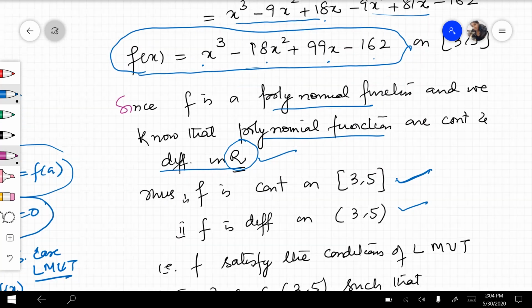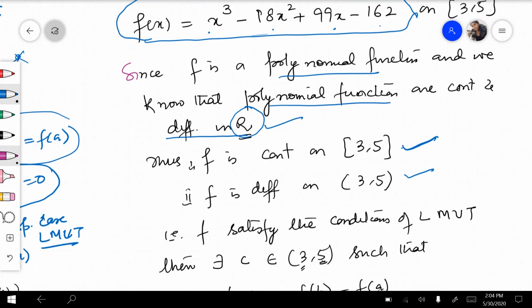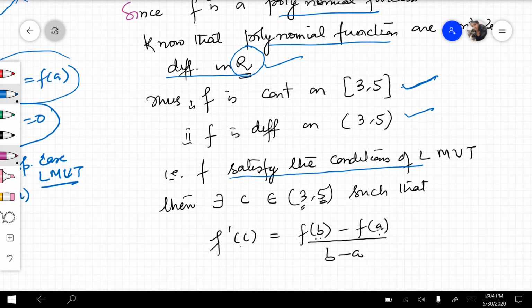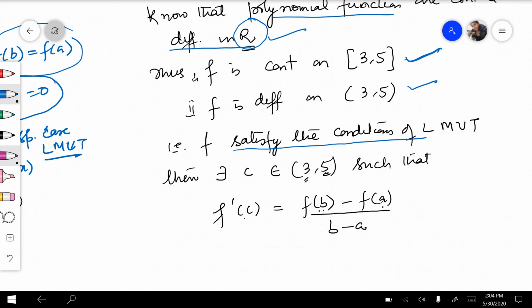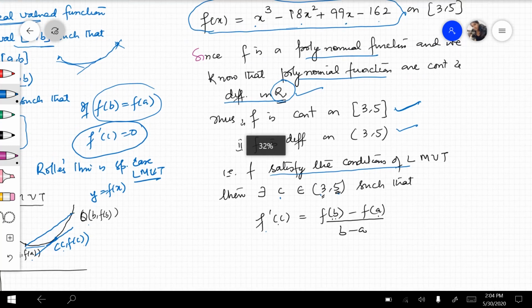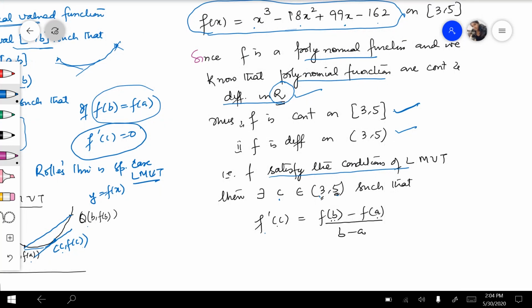अगर ये कंटिन्यूस भी है, डिफरेंशिएबल भी है, तो f क्या कर रहा है, f सेटिस्फाई कर रहा है कंडीशंस ऑफ mean value theorem, which were continuity on the closed interval and differentiability on the corresponding open interval. If it is satisfying the conditions of mean value theorem, then we'll get a value of c which is between 3 and 5 such that f dash c is equal to f(b) minus f(a) upon b minus a. Now, f dash c means derivative of this function at c.